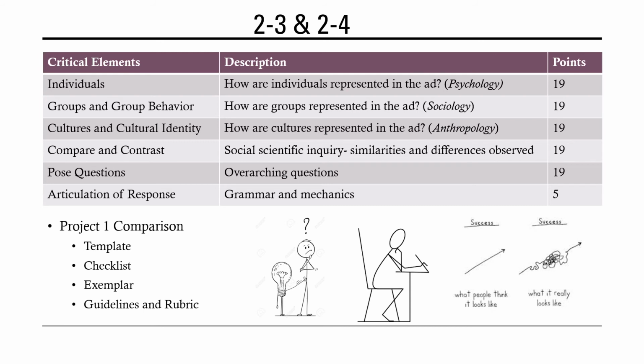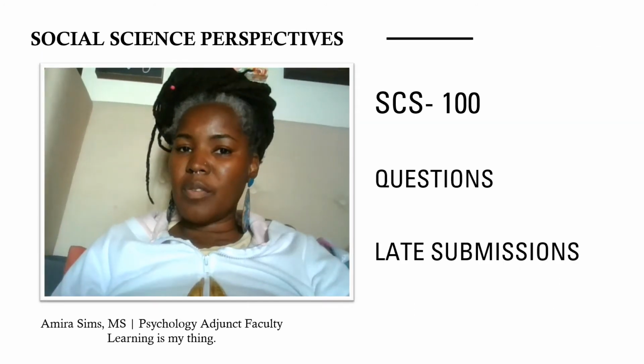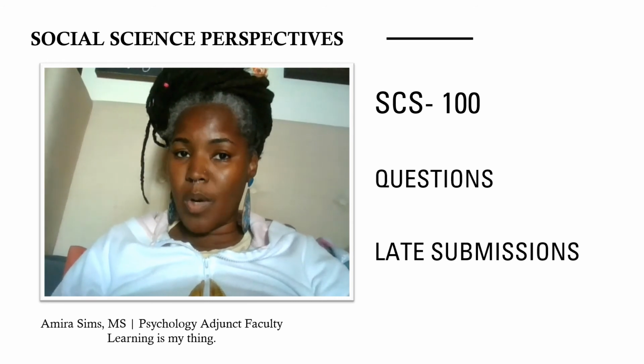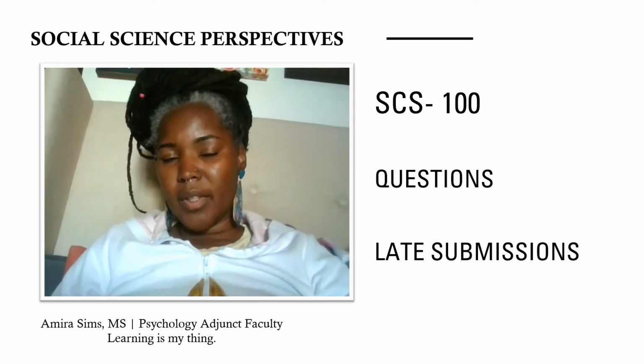In the next section, the overarching questions, you're thinking like a social scientist. So these are questions that could basically be applicable or relevant for all of the different social sciences. And the best way to do this is to identify a theme or themes that you notice when you review all 4 ads. The last way you'll earn points is just by making sure your grammar and mechanics are on point. If you have questions, feel free to post a question to the questions thread or email me.